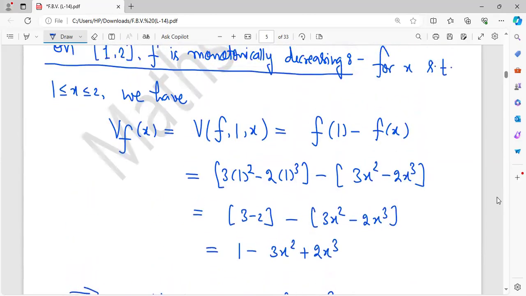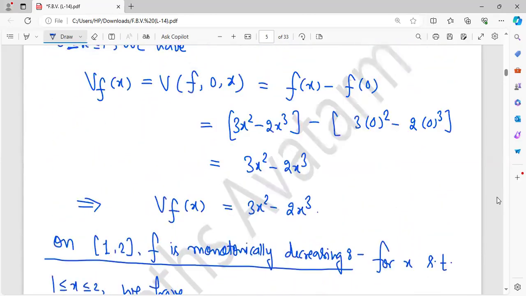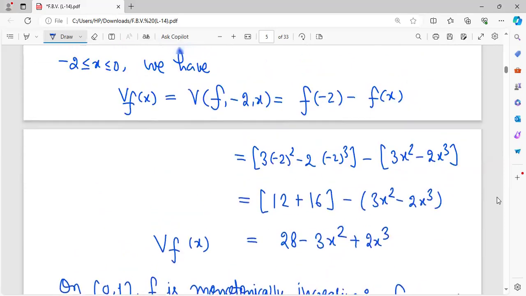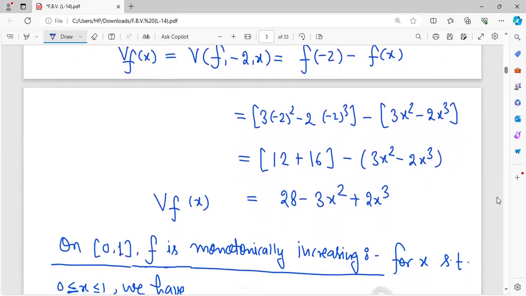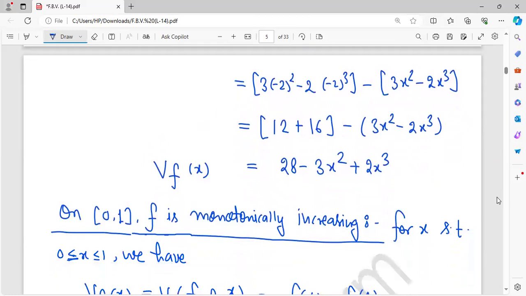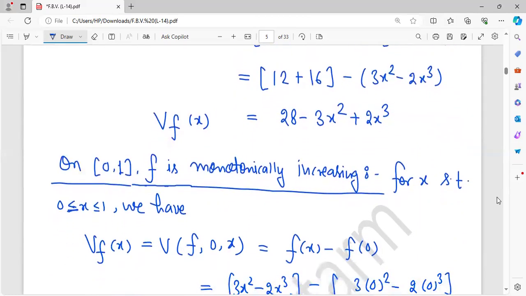So let me check, maybe some mistake is here. So f minus 4, f is 12 and 16, minus 2 to 0, 0 to 1. From 0 to 1 it is monotonically increasing.